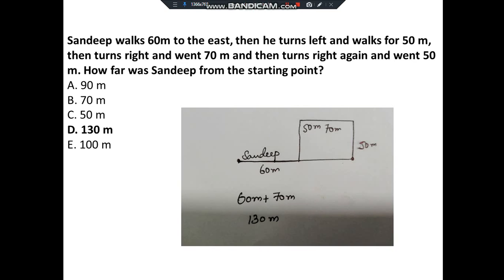Okay. Next question. Sandeep walks 60 meters to the east. So right side, 60 meters. Then he turns left. From there left means upwards and walks 50 meters. He then turns right. Right side means 70 meters, and then turns right again and went 50 meters. How far was Sandeep from the starting point? See, total 50 gets cancelled. So the total from the starting to ending point is 60 plus 70, which is 130 meters.